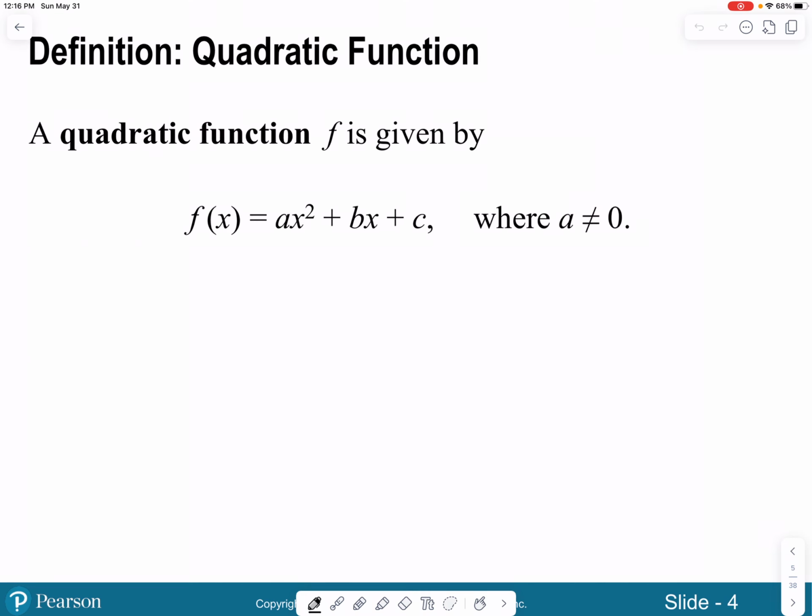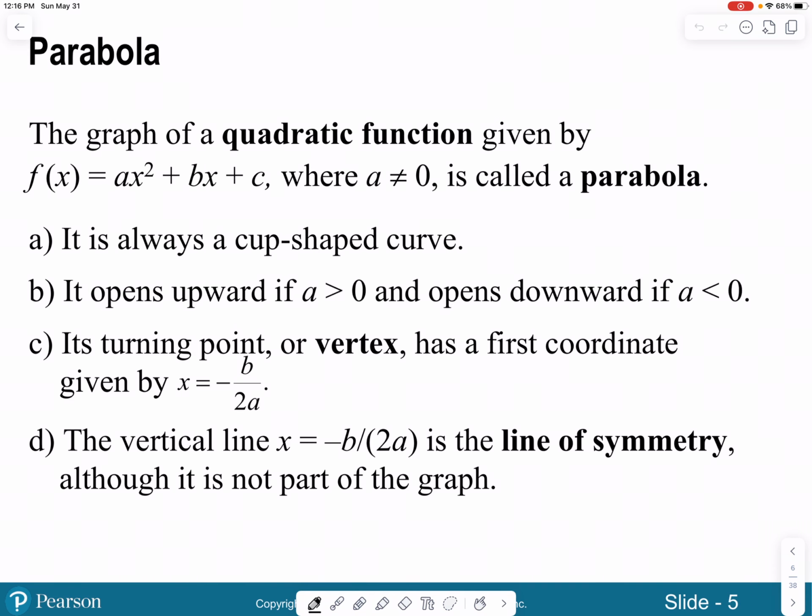So a quadratic function is given by f of x equals ax squared plus bx plus c, where a is not equal to 0. The graph of a quadratic function is called a parabola.